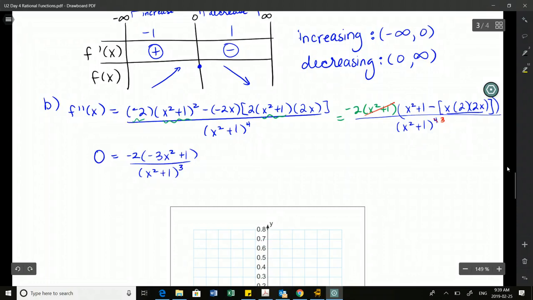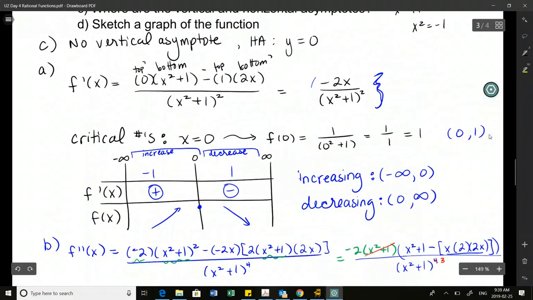And I'm interested in where this is equal to 0. I actually don't know if I set the first derivative equal to 0, but.